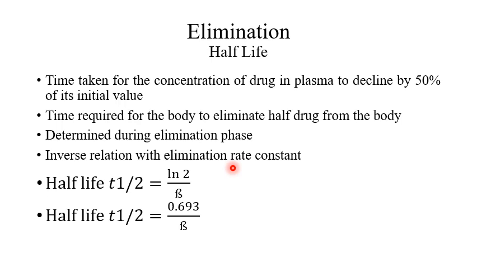Mathematically, it is given by this equation. Half-life, which we represent as t half, is equal to natural log of 2 over beta. Now, natural log of 2 gives us the value of 0.693, and beta is the slope of the plasma drug concentration time profile.